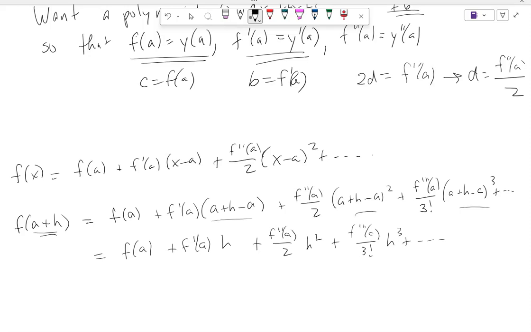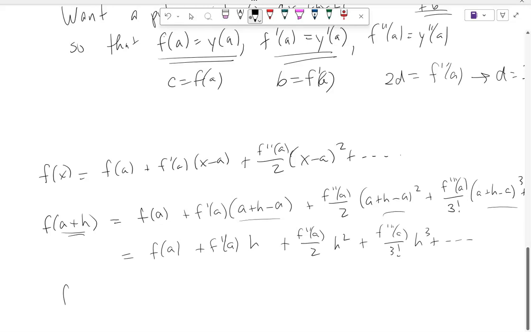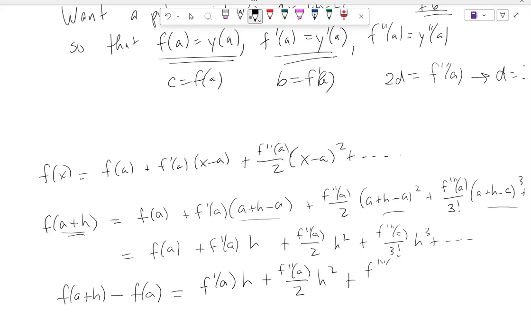Okay. All right, so now let's do f of a plus h minus f of a. Looking at your power series, what does that do if I do f of a plus h minus f of a? Yeah, so it gets rid of the first term, right? So we have f prime of a times h plus f double prime of a over 2 times h squared, f triple prime of a over 3 factorial h cubed, and so on down the line.